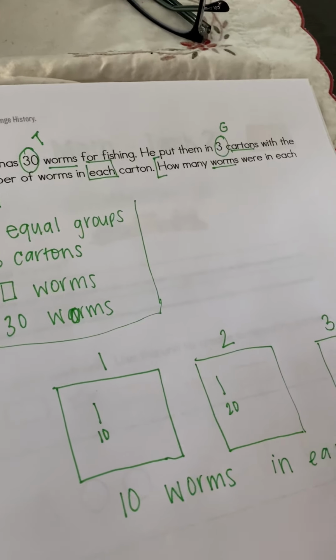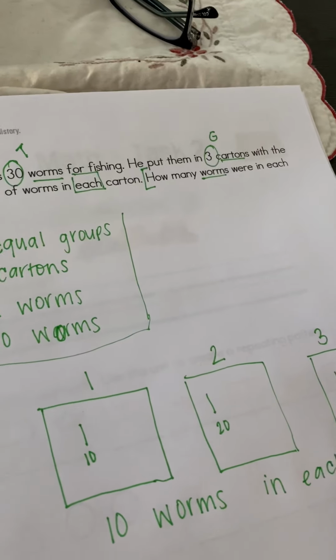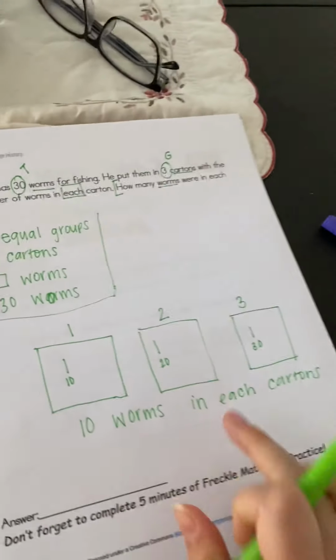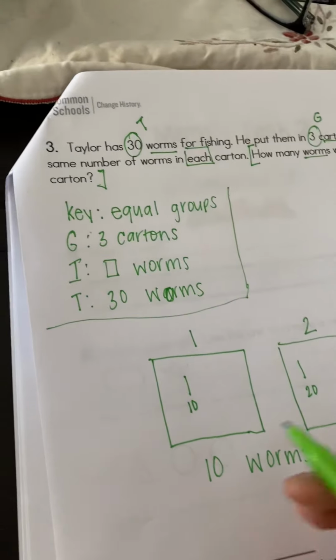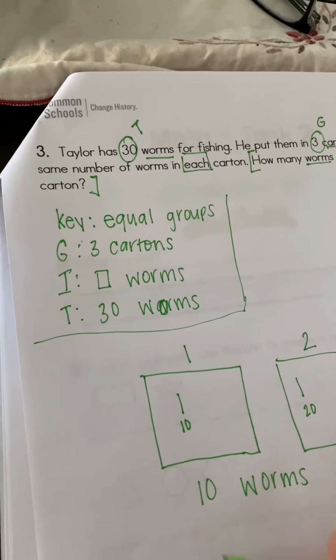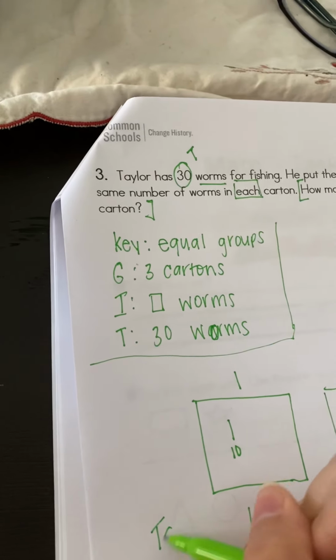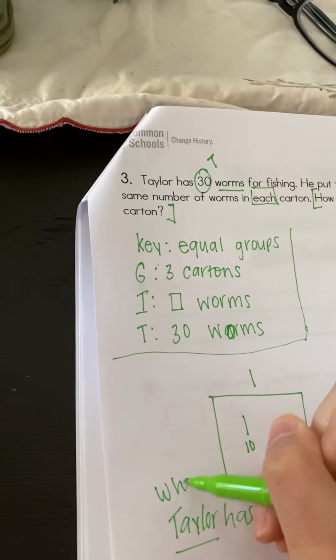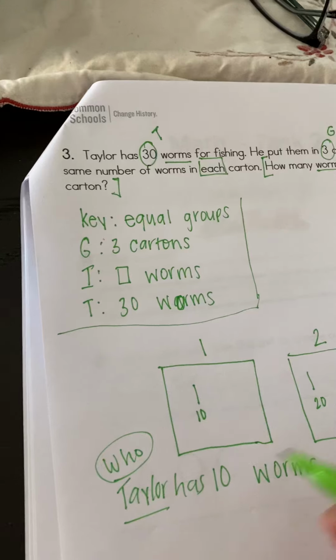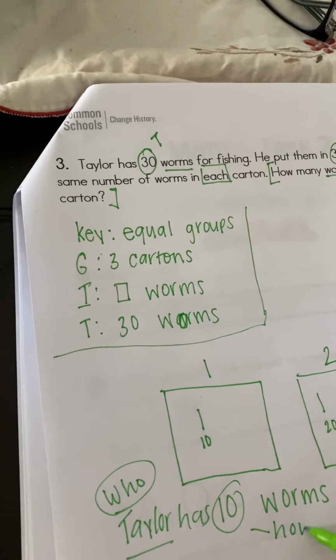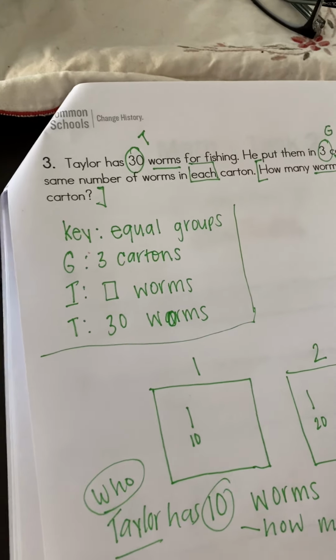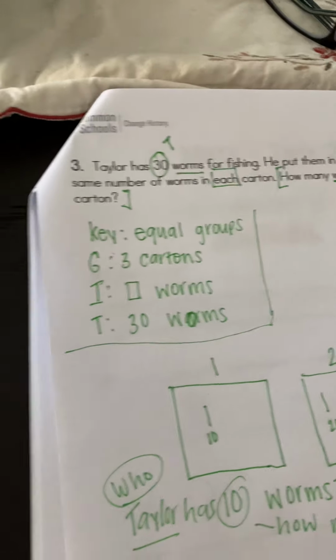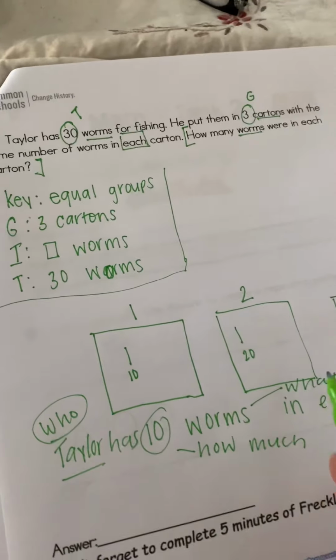in each carton. Make sure that is the sentence they are writing when they are done, because this tells us, Taylor has. So Taylor is our who. 10 is our how much, and worms is our what. So Taylor has 10 worms in each carton.